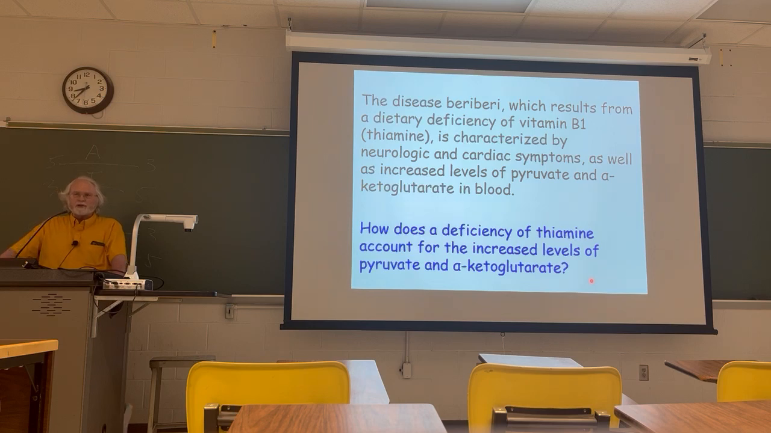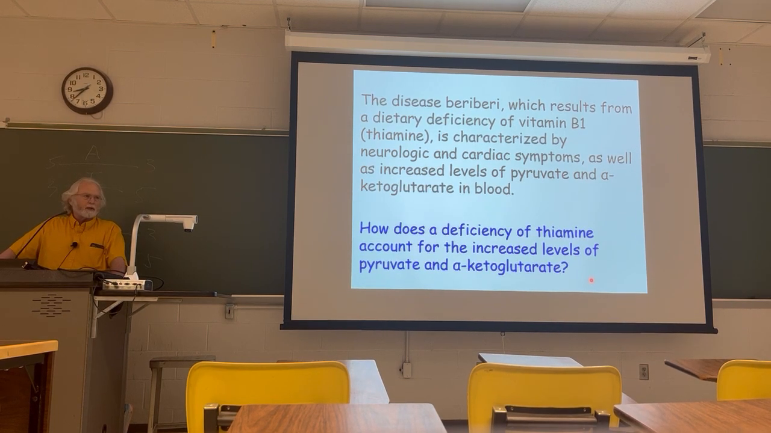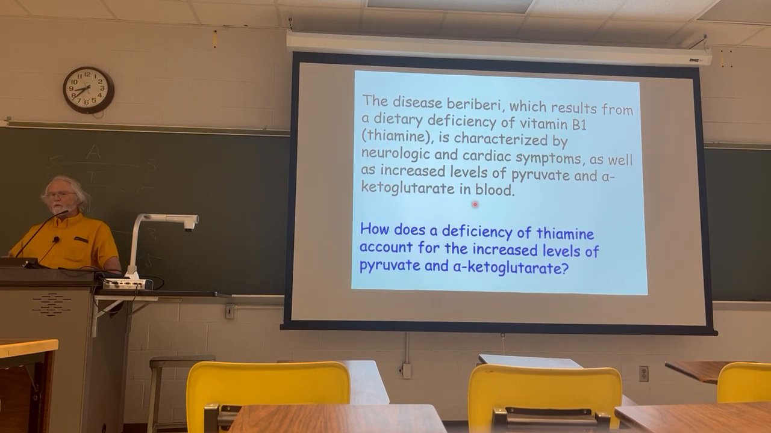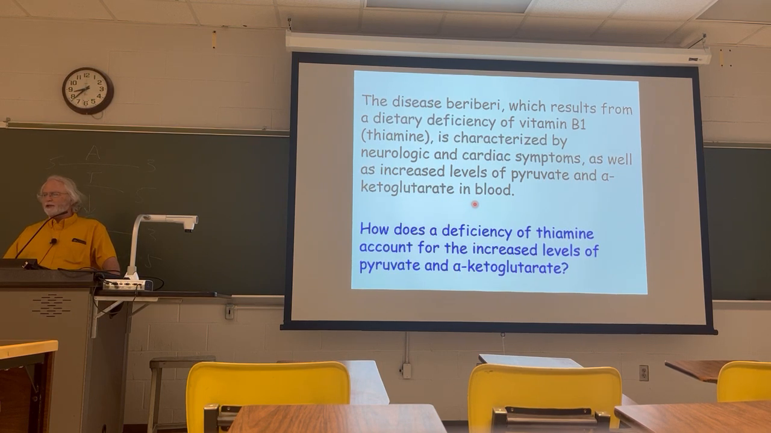Okay, there's a nutritional disease called beriberi that people get if they don't eat enough vitamin B1. And another name for vitamin B1 is thiamine. People who are not getting vitamin B1 from eating fruits and vegetables can get neurologic and heart symptoms. And one of the things we can test for that is that there's an increased level of pyruvate and alpha-ketoglutarate in the blood of people who have beriberi.